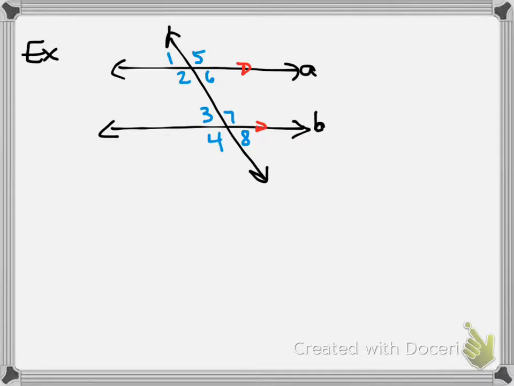Now, in geometry, you're usually given information. So in this particular one, through the diagram, I know that line A is parallel to line B. That's how I talk about things being parallel, is I use that symbol, okay? So line A is parallel to line B.